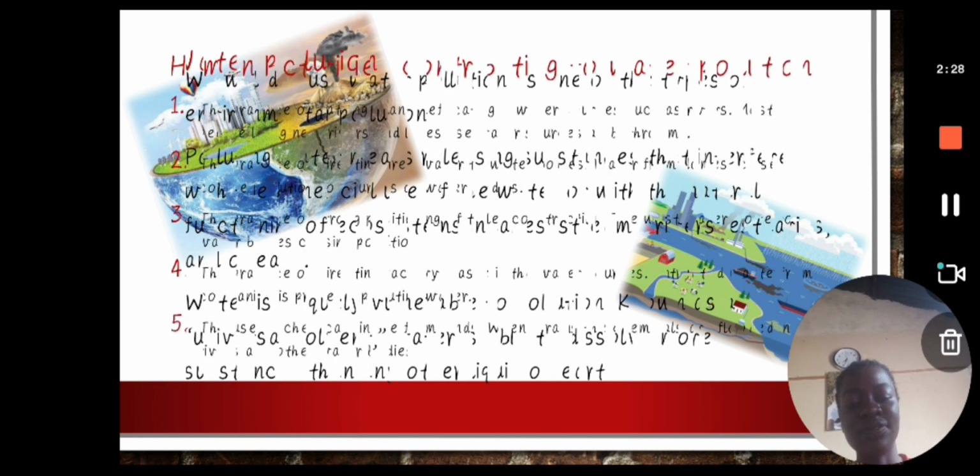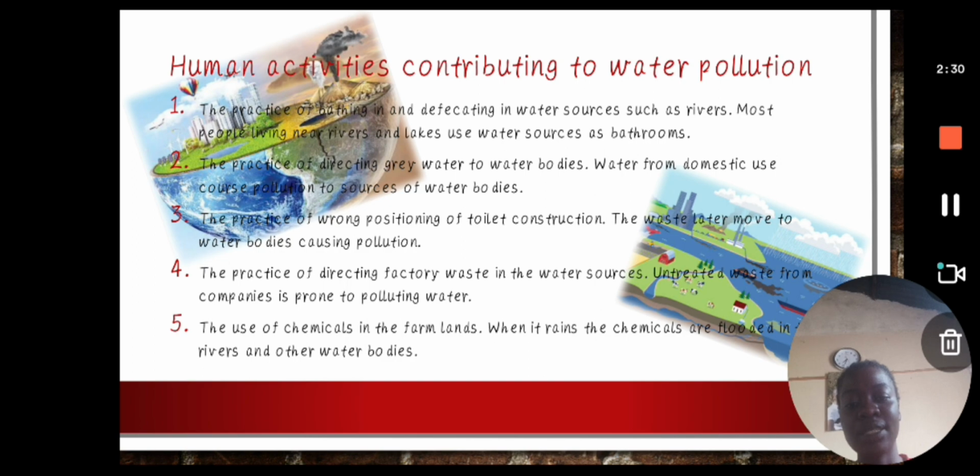Some of these activities include the practice of bathing and defecating in water sources such as rivers. Most people living near rivers and lakes use water sources as a bathroom. There is the practice of directing grey water to water bodies. Water from domestic use causes pollution to sources of water bodies. There is also the practice of wrong positioning of toilet construction.